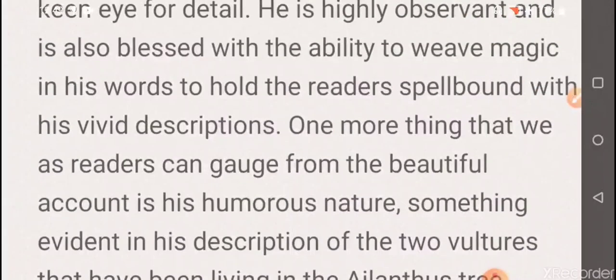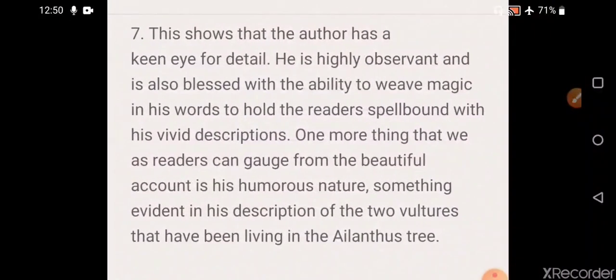Now coming on to the last question of this chapter, question number 7. The author seems to have an eye for human behavior and also for flowers, birds, insects and even for fruits and vegetables. What does this say about the author? So this shows that the author has a keen eye for detail. He is highly observant and is also blessed with the ability to weave magic in his words to hold the readers spellbound with his vivid description. One more thing that we as readers can gain from the beautiful account is his humorous nature, something evident in his description of the two vultures that have been living in the Ailanthus tree.